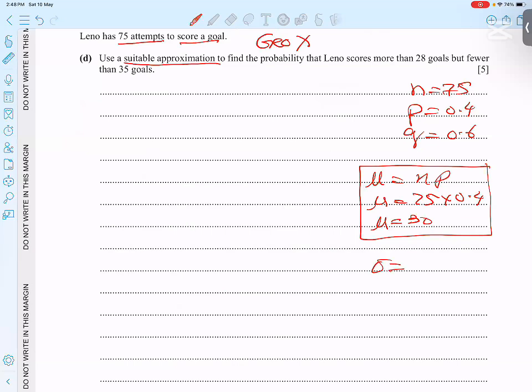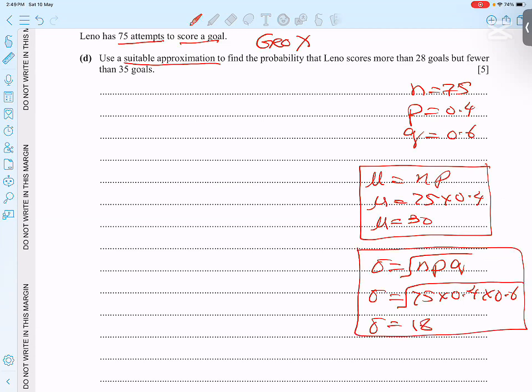Now, the deviation formula: NPQ, and the root of the whole. N is 75, P is 0.4, Q is 0.6. And the deviation value I am getting is 18. So I have a mean and I have a deviation.